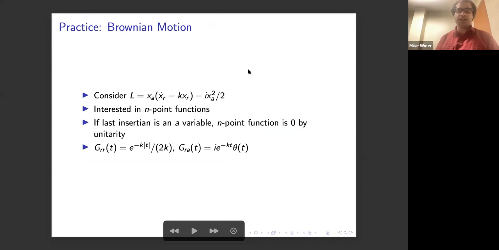And then we can go ahead and just invert this Lagrangian and get the 2-point functions. And they're sure enough exponentially decaying and everything. Do people have any questions?